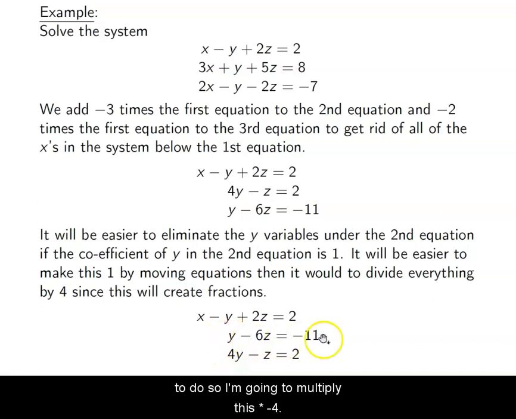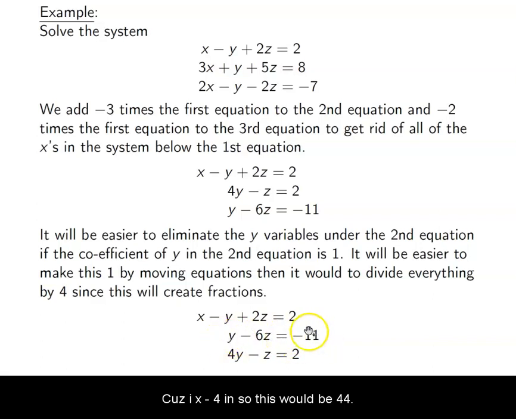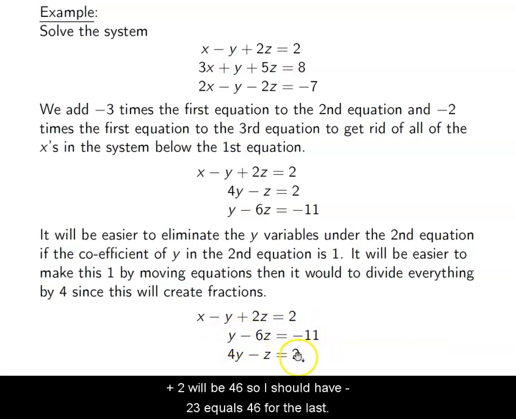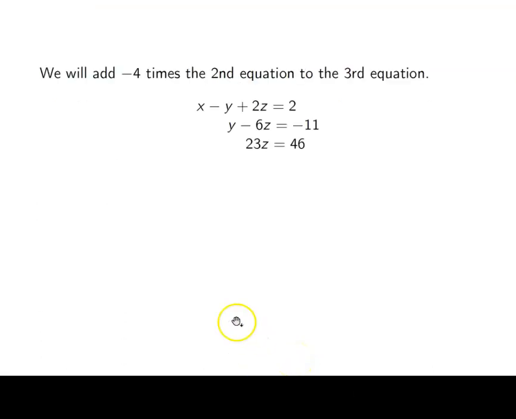So that's what I'm going to do. I'm going to multiply this times -4. This will go away. This will become a positive 24 minus 1, so I'll be left with negative 23z. This will be a 44, because I'm multiplying by -4. So this will be 44 plus 2, which is 46. So I should have -23z equals 46 for the last equation.